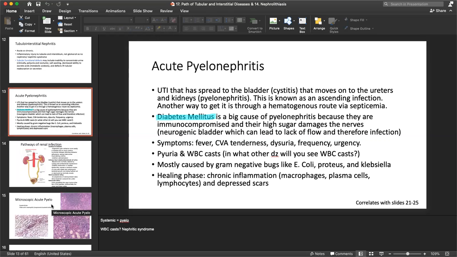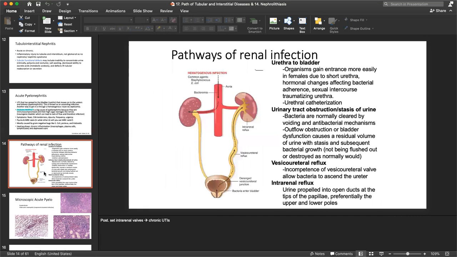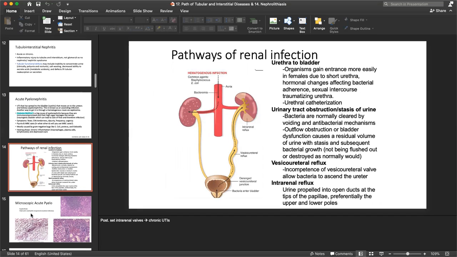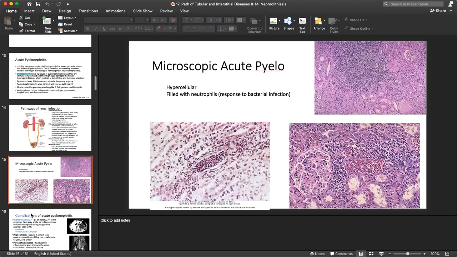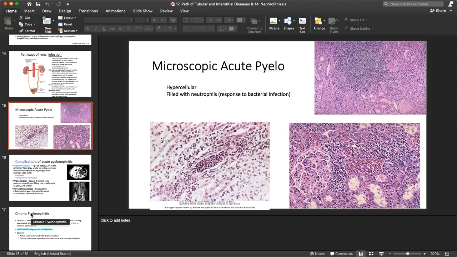Mostly caused by gram-negative bugs like E. coli, Proteus, and Klebsiella. Remember, white blood cell casts we can also see in nephritic syndrome. And then with healing, it causes chronic inflammation and scars. So here's our pathway to get to that infection, which we've talked about. So microscopically looking at pyelo, it's going to be hypercellular, and there's going to be lots of neutrophils.